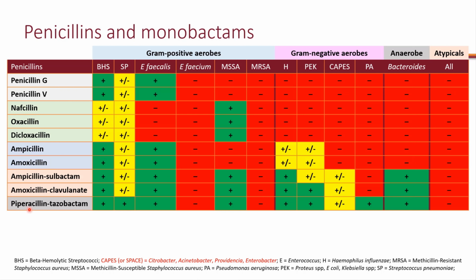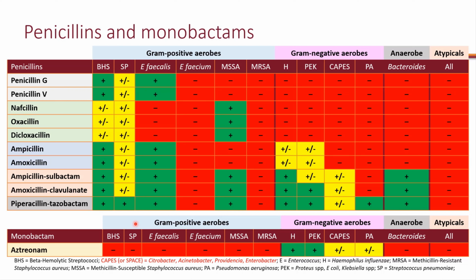Now, the last and the broadest penicillin is piperacillin-tazobactam, so excellent activity against beta hemolytic strep, against strep pneumo, as well as E. faecalis, but not against E. faecium. It does have activity against MSSA, but not MRSA, and pretty good gram-negative coverage overall. But more importantly, this is the only penicillin that has activity against Pseudomonas aeruginosa.